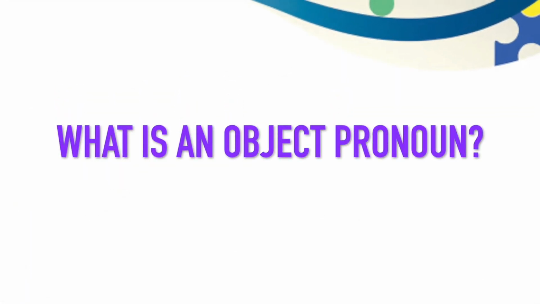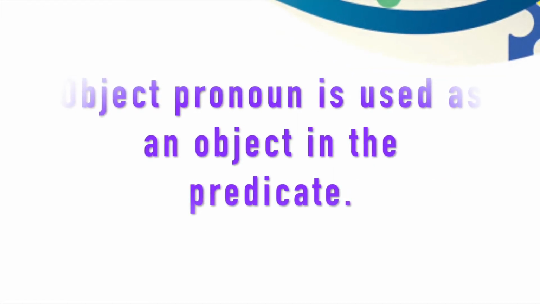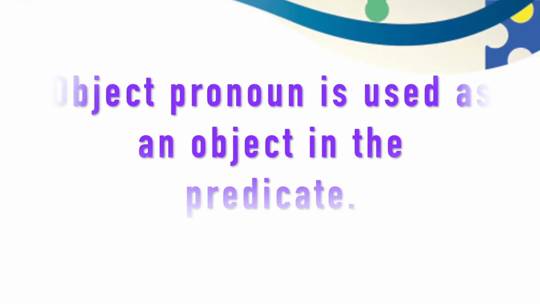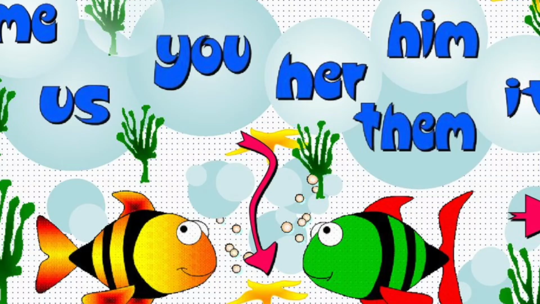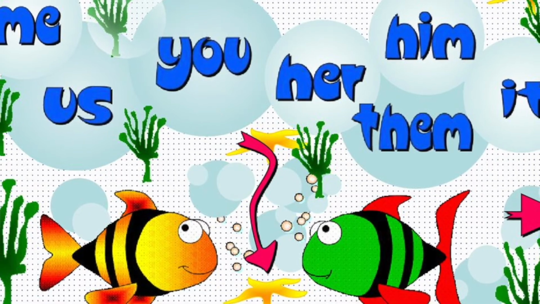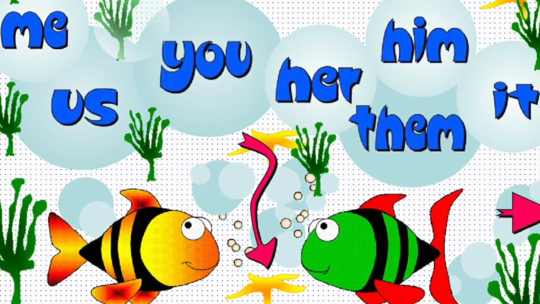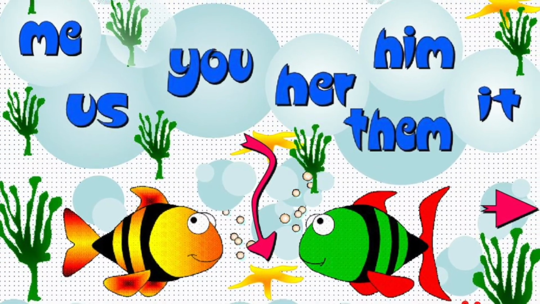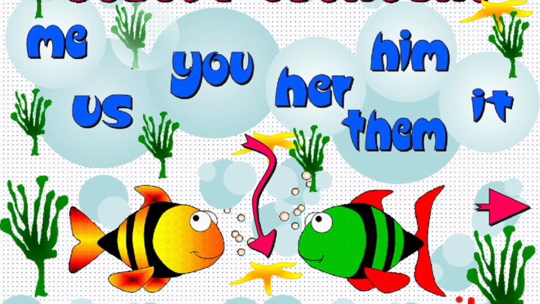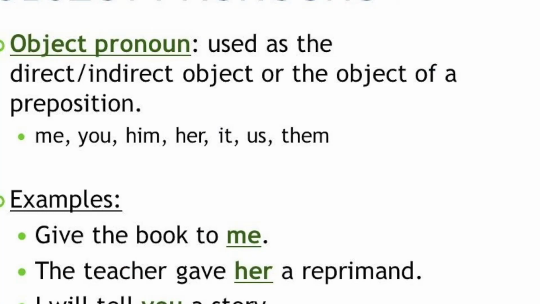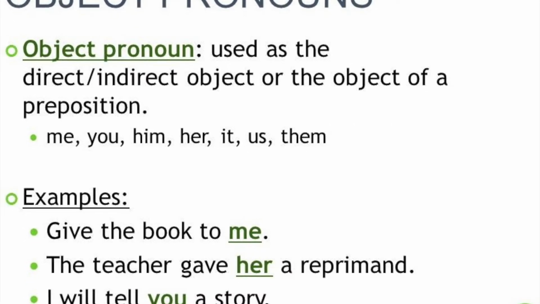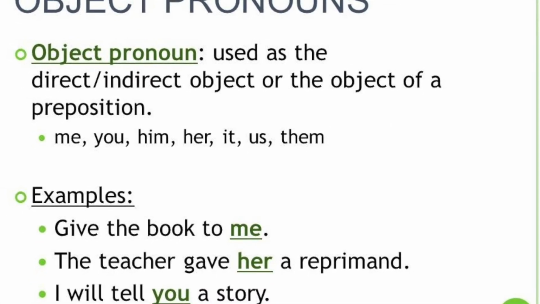What is an object pronoun? An object pronoun is used as an object in the predicate. For example: me, you, him, her, them, it, and us. So these are examples of object pronouns in sentences.